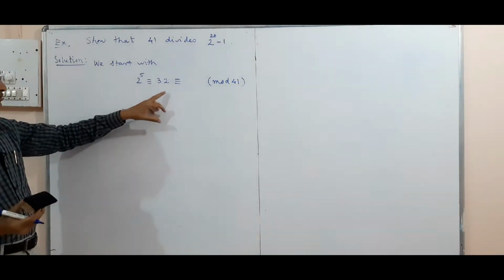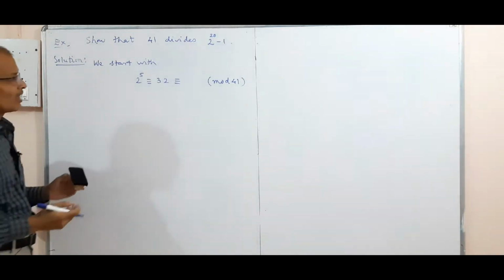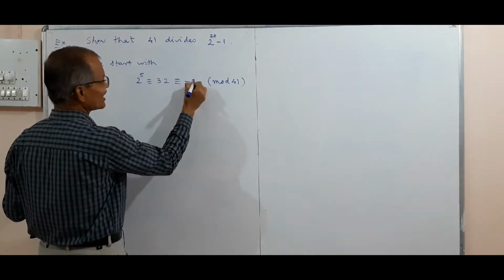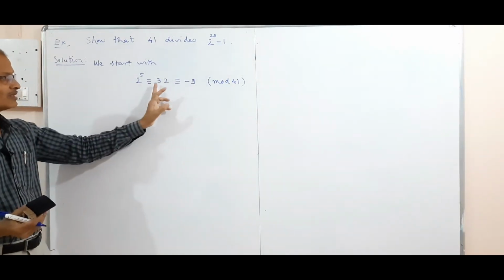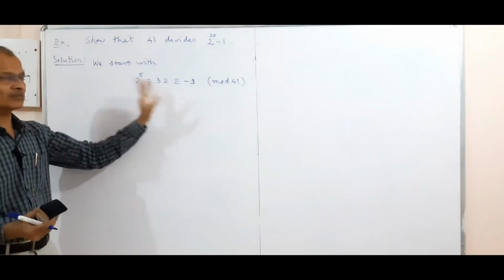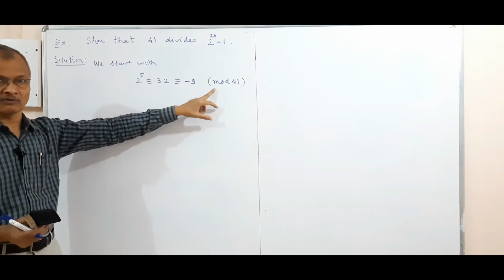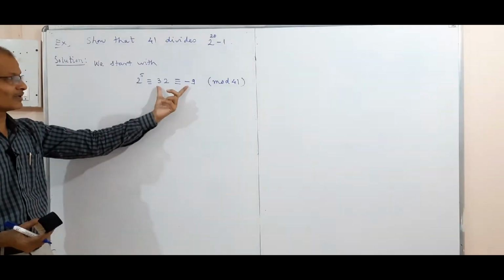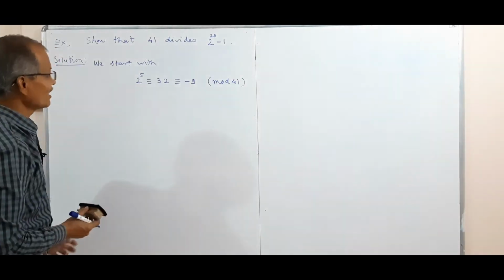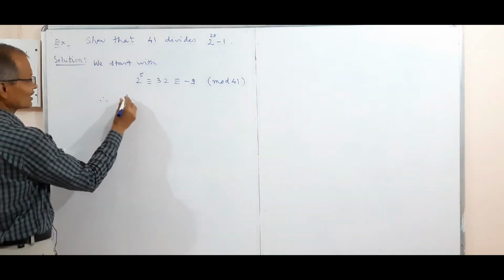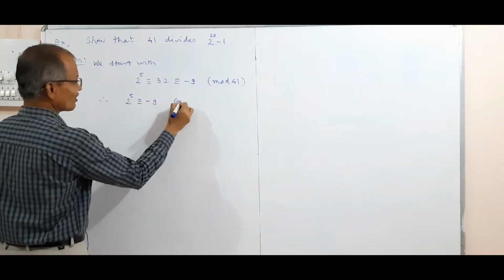Now a smaller number congruent to 32 under 41, we may consider positive or negative also. If you consider minus 9, then the difference of these two is 41, and 41 divides 41. So therefore 32 is congruent to minus 9 modulo 41 by definition, because the difference of these two becomes 41, and that is divisible by 41. Thus we have 2 to the power 5 is congruent to minus 9 mod 41.